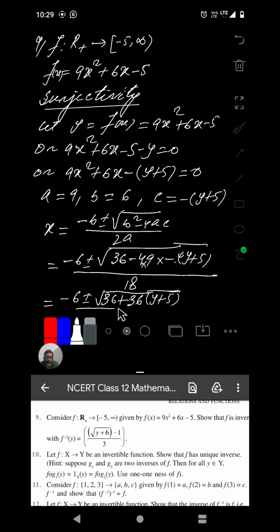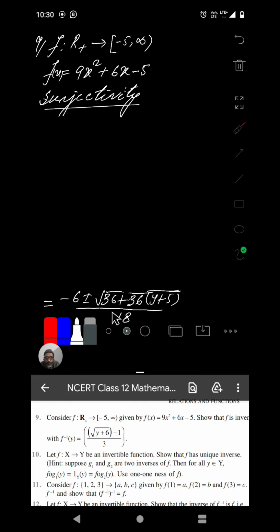Divided by 18. Now proceeding from this step, since the domain is the non-negative real numbers, the negative sign should be neglected, because if we consider this negative sign, minus 6 and minus the square root, this expression must be a negative number, which is not possible.